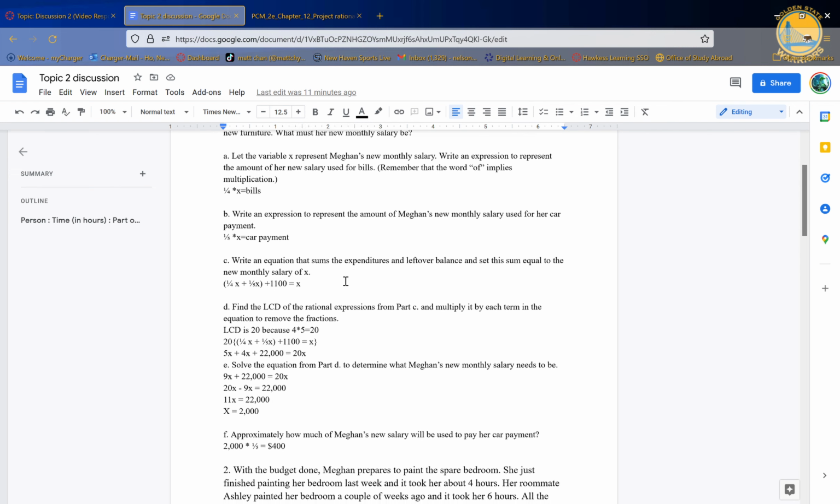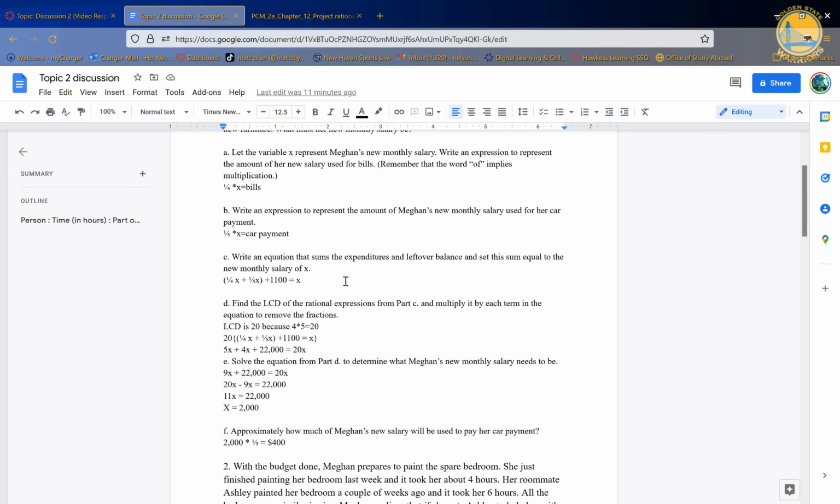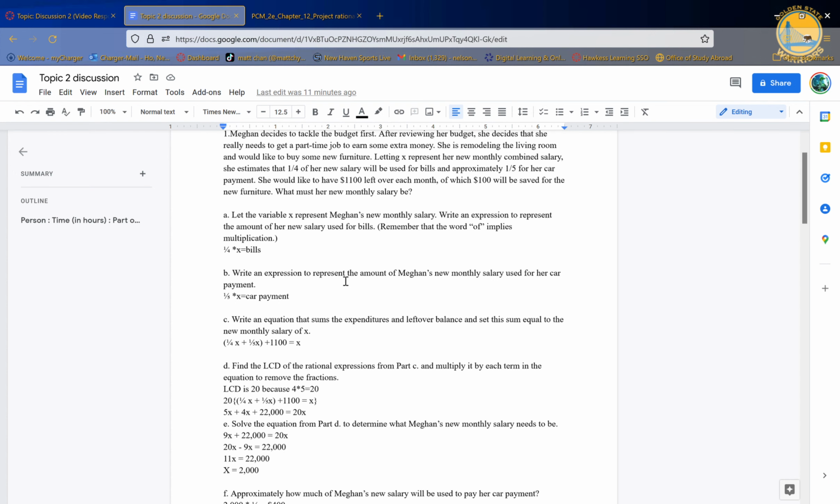For B, write an expression to represent the amount of Megan's new monthly salary used for car payments. This is the same thing, except instead of 1/4 of her new salary used for bills, we're using 1/5 for her car payment, so it's 1/5 times X equals car payment.